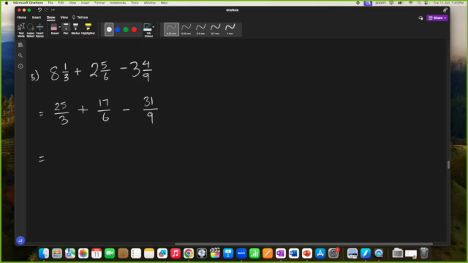Now we're going to change to equivalent fractions. So I noticed that I could multiply this by 3 and I'll get 9, right? I could also multiply it by 2 to get 6. So I could go either way.